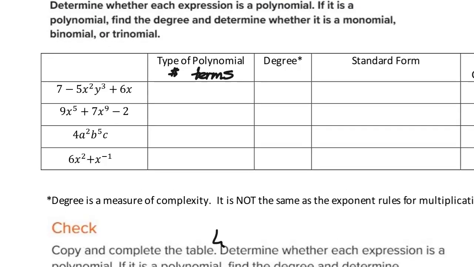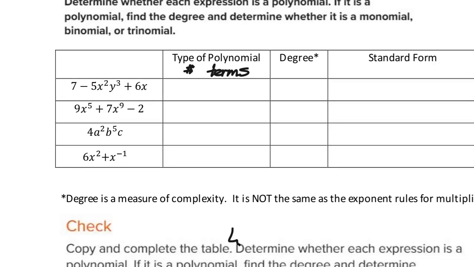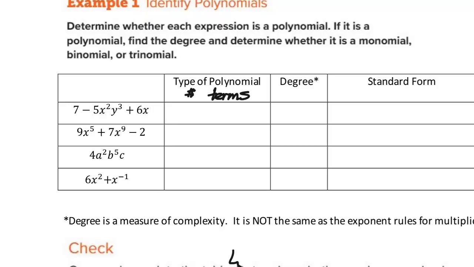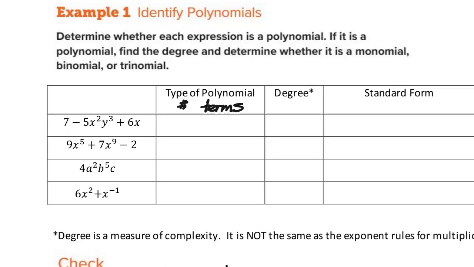So for this first example, how many terms do you see? Well, first of all, back up. Is it a polynomial? And then if it is a polynomial, we're going to say how many terms. So is this a polynomial? 7 minus 5x squared y to the third plus 6x. Survey says it is a polynomial. A constant is a polynomial. This is a polynomial, and this is a polynomial. So yes, that is a polynomial.